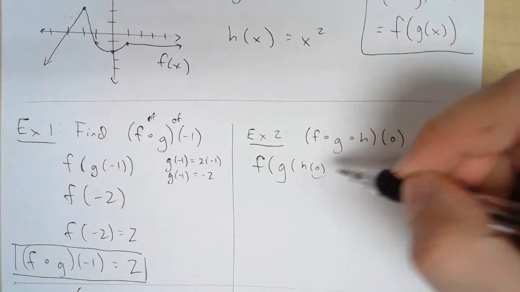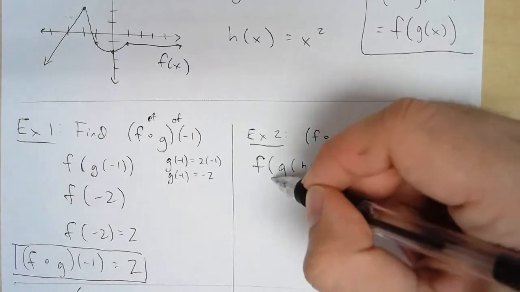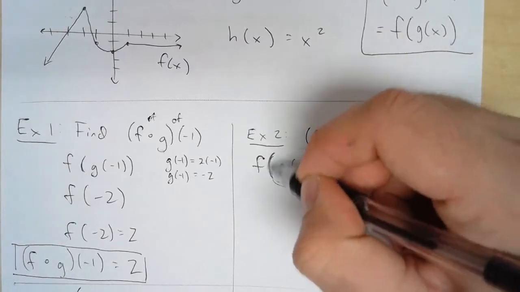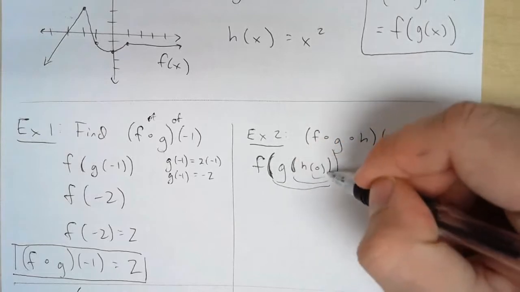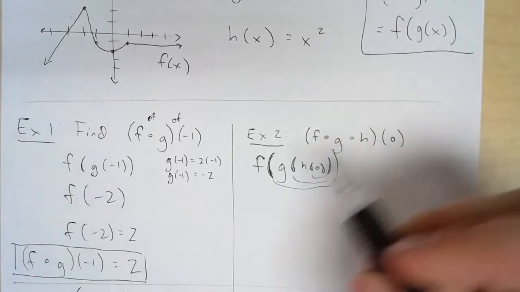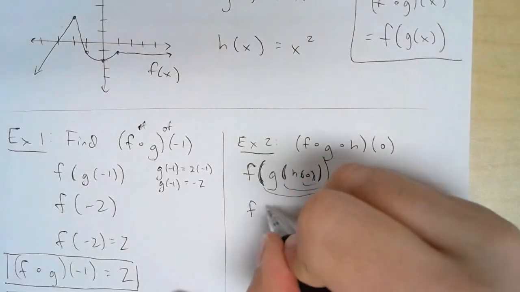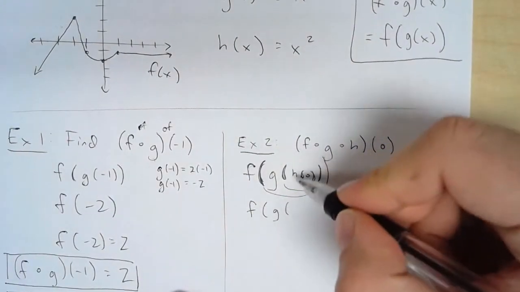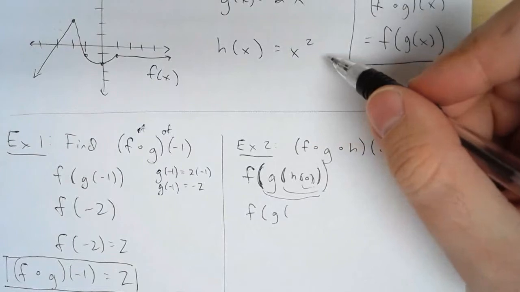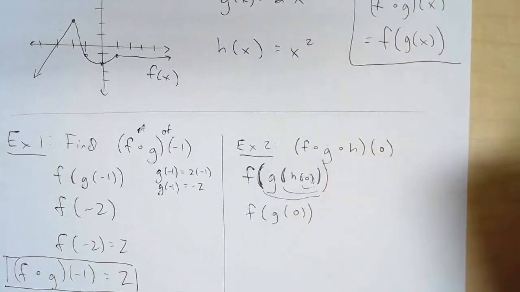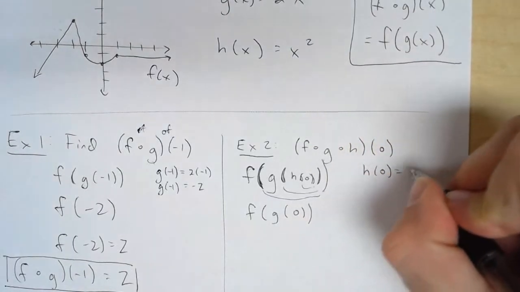So we've got a pair here, and another pair, and another pair at the very end, so they should be about the same size, so that you know what goes with what. So let's say we're doing h of 0 first. If I'm going to do some of this in my head, h of 0 is 0 squared, which is 0. H of 0 equals 0.